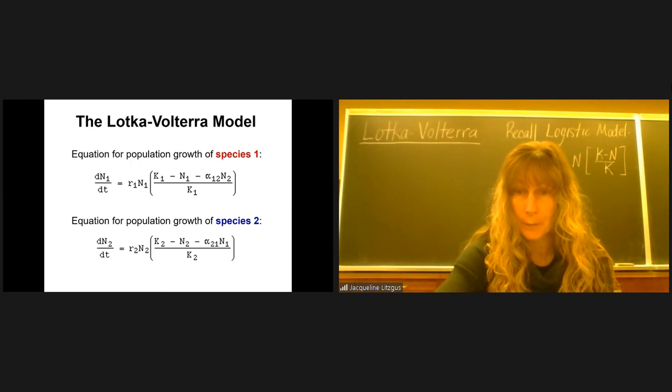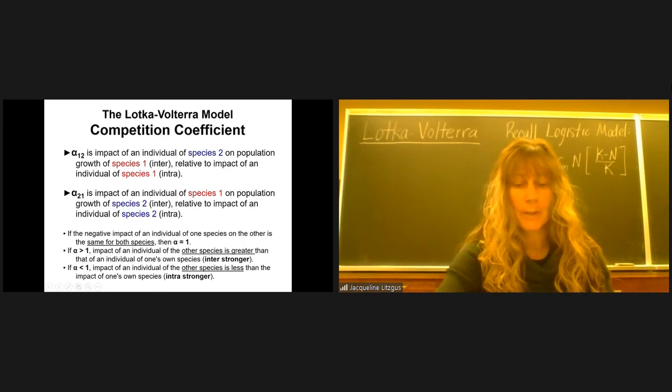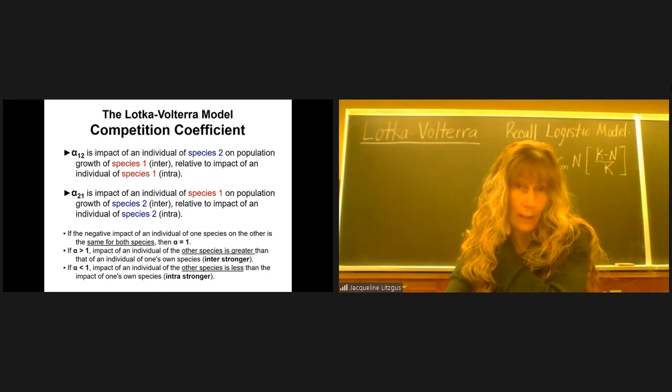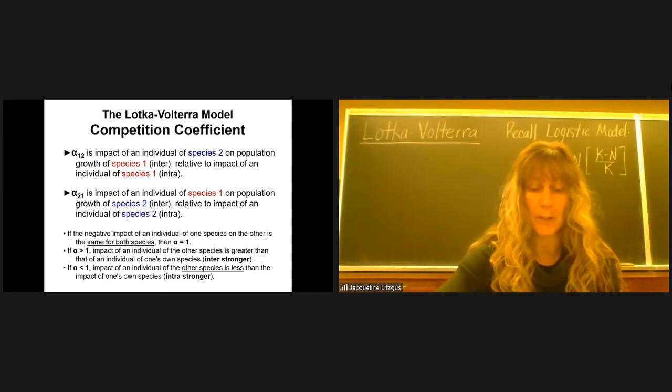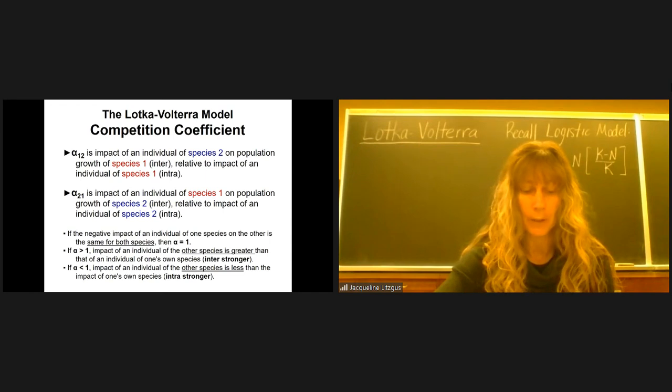So the subscript is telling you which species we're referring to. And again, the new symbol that's here now is this alpha, with a subscript, times population size. And again, this is the competition coefficient. Okay, we'll talk about that in more detail, but that is the piece that's new in both of those equations. So more about that new part, which is this alpha value, which is this competition coefficient.